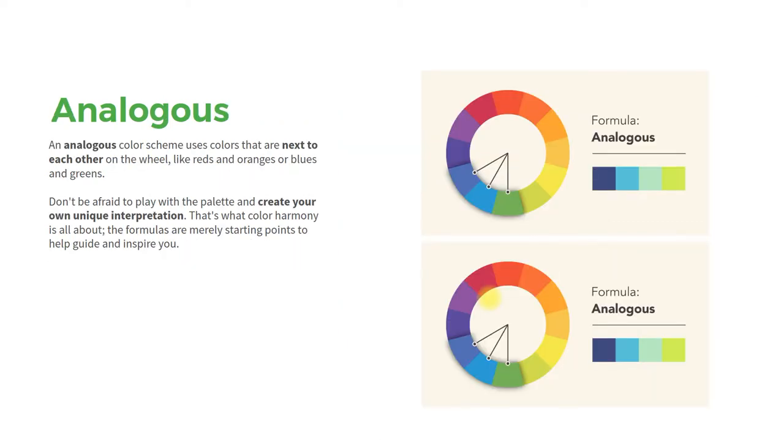Now we have the analogous. Analogous simply means colors that are beside our main color, or colors that are beside each other on the color wheel. The proper definition is colors that are next to each other on the color wheel, like reds and oranges, blues and greens. Don't be afraid to play with the palette and create your own unique interpretation. That's what color harmony is all about. So create your own unique analogous formula, be free, be open to experiment with this formula.